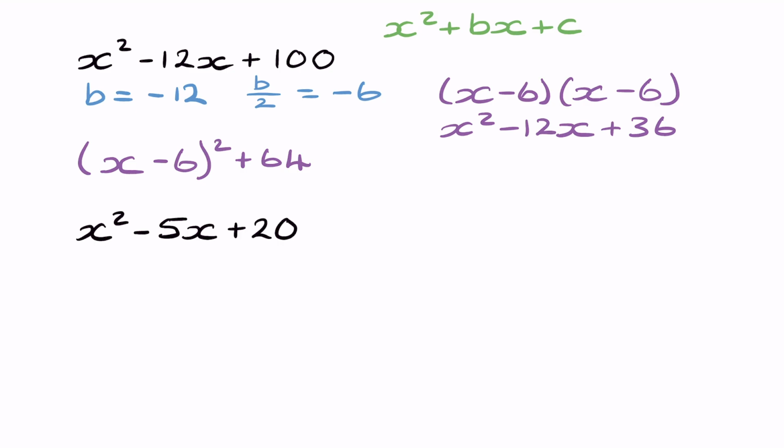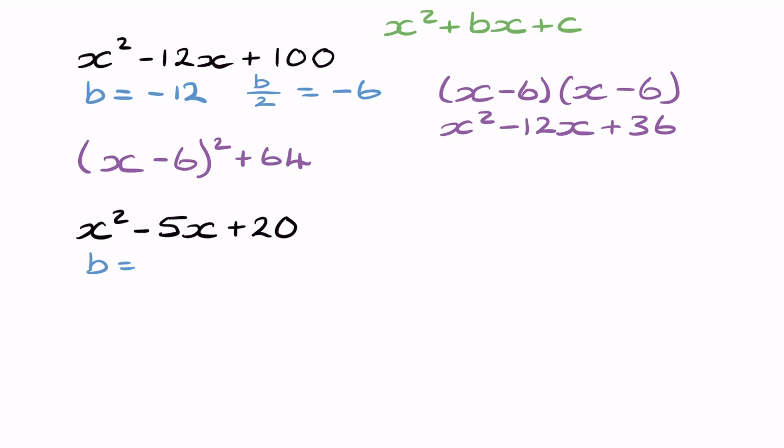So here we have b equals -5, and so b divided by 2 equals -5 over 2, and leave it as a fraction. That's the one thing with completing the square. You can end up coming across quite a lot of fractions, and it's best just to leave everything in fraction form.